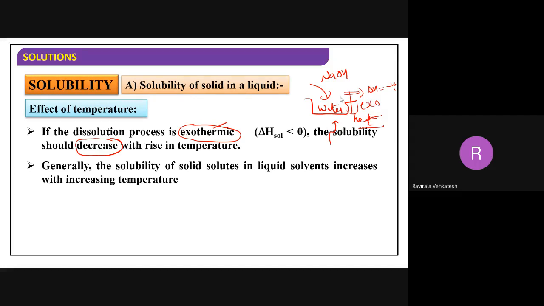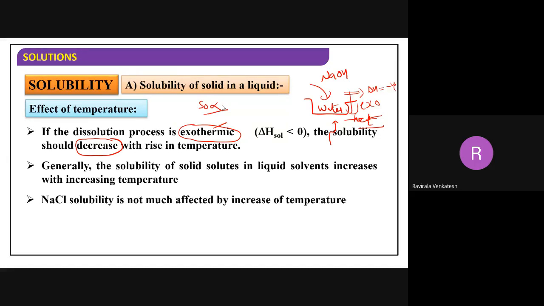If you read Le Chatelier's principle again, it will be easy to get. What I mean to say is, in an endothermic process, solubility increases with respect to temperature. In an exothermic process, solubility decreases with respect to temperature. So solubility becomes directly proportional to temperature in endothermic processes, and inversely proportional in exothermic processes.